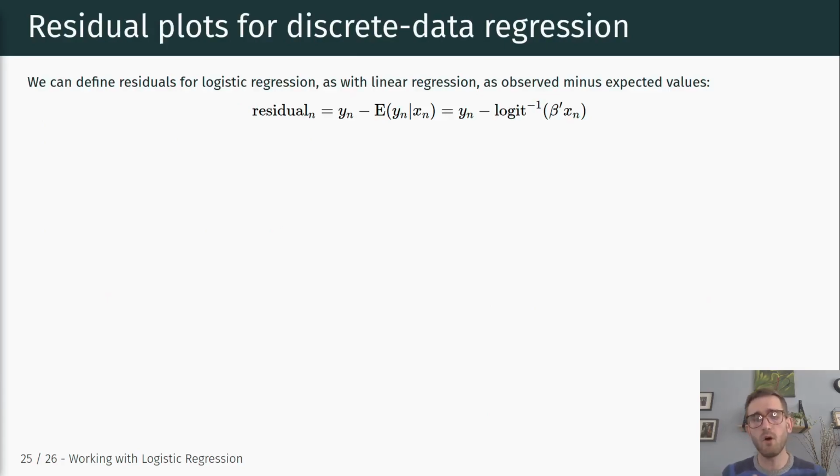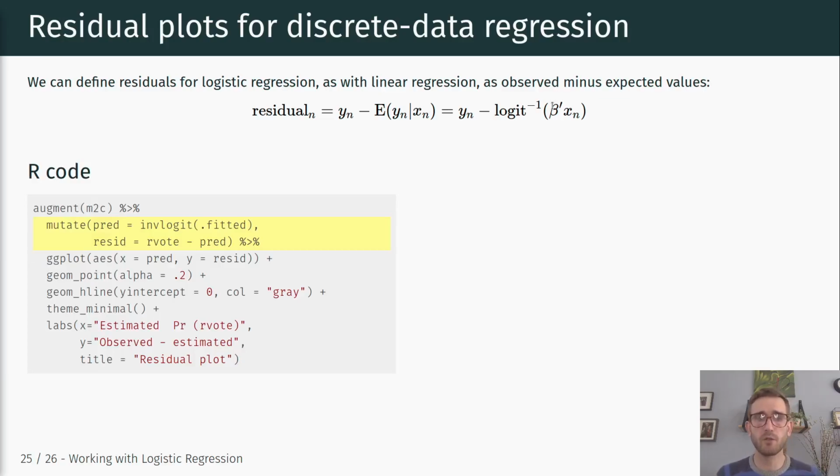Okay, moving on beyond simple error rates, we can also directly look at residual plots for discrete data regression to evaluate how well one model fits our data, or how a comparison of two different models fit our data, similar to how we did it in the linear regression framework, right? So we can define residuals for logistic regression the same way we did it with linear regression, as the difference between our observed value and our expected value. The expected value, of course, is the predicted probability based on our logit model up here on the right.